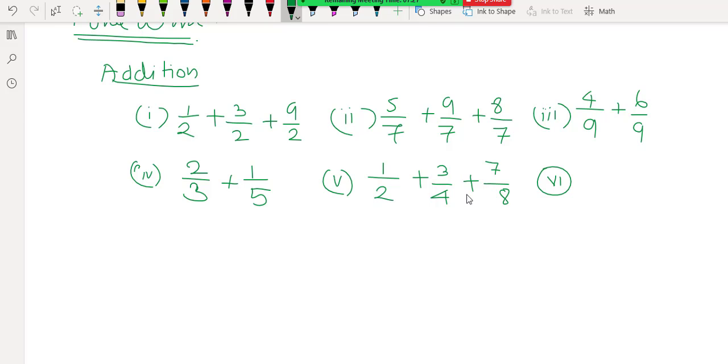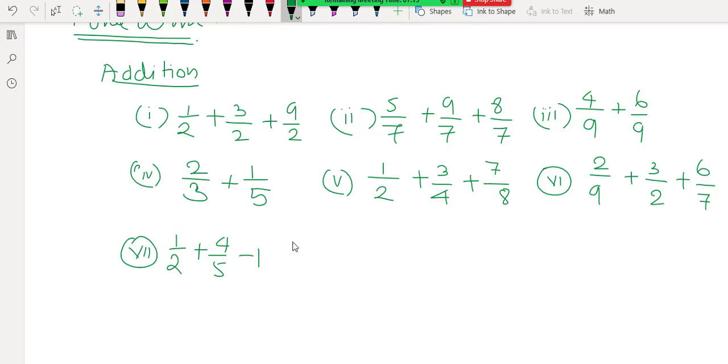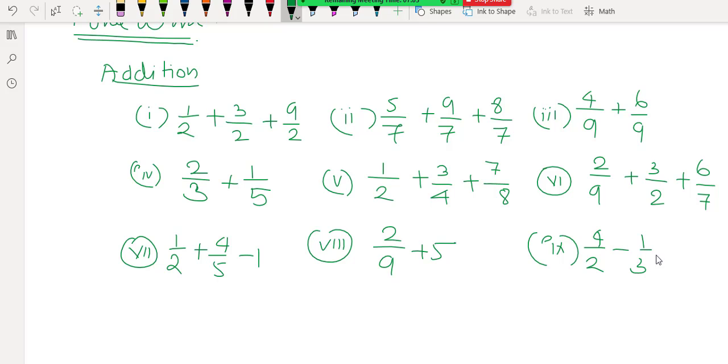Number 6, I will give 10 questions. 2 by 9 plus 3 by 2 plus 6 by 7. Number 7, 1 by 2 plus 4 by 5 minus 1. Number 8, 2 by 9 plus 5. Number 9, 4 by 2 minus 1 by 3 plus 7 by 4. And lastly, number 10, 2 by 3 minus 1 by 2 plus 4. So this is our homework for today's class, and no need to write this question.